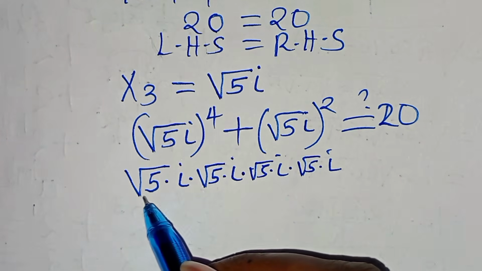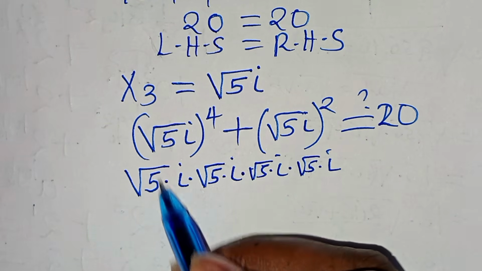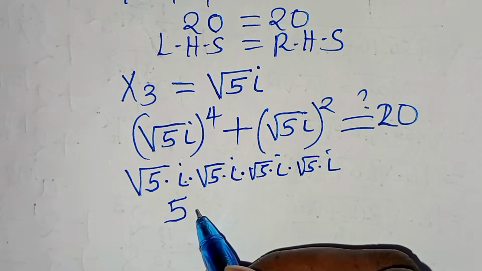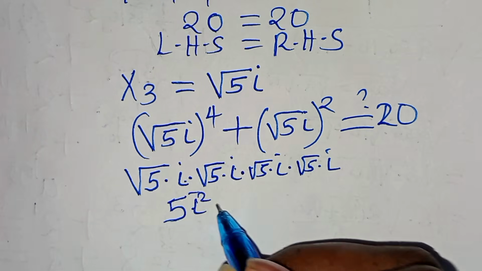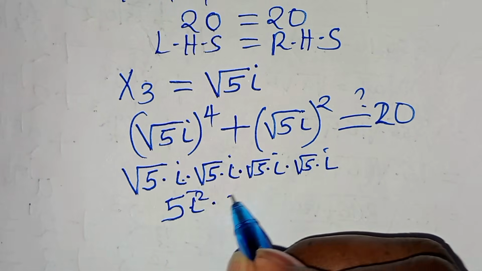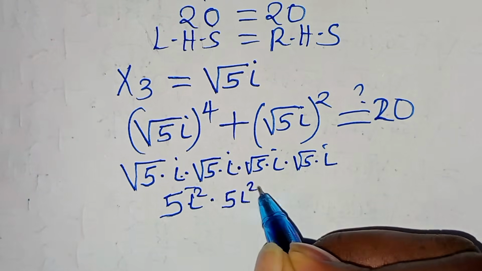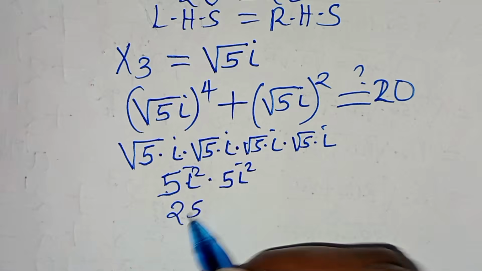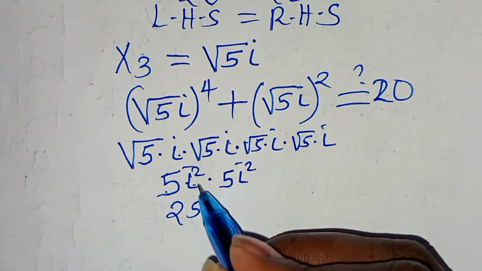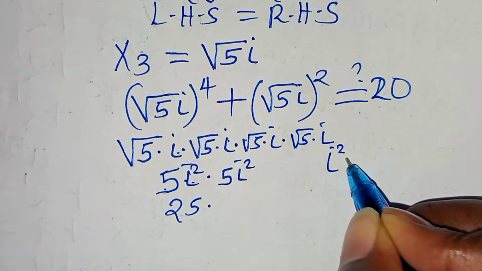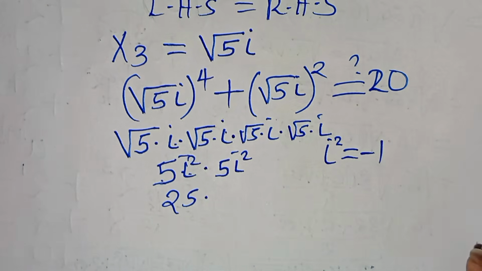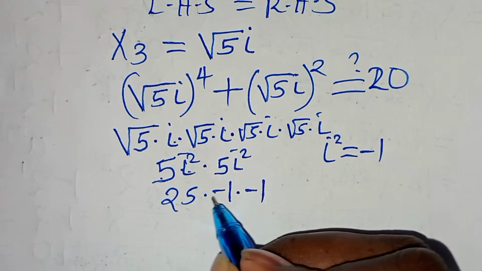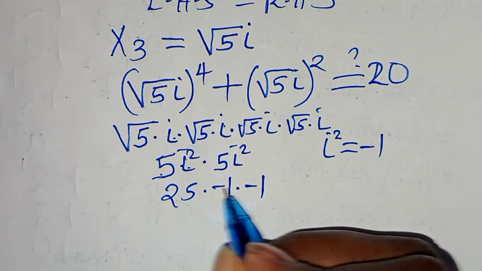So which means that here we have square root of 5 times square root of 5, this is 5. i times i, this is i squared, then times square root of 5 times square root of 5, this is 5 i squared. Now, here we have 5 times 5, this is 25, times i squared, remember i squared is equal to minus 1. So we have minus 1 times minus 1, and therefore this is positive 1.